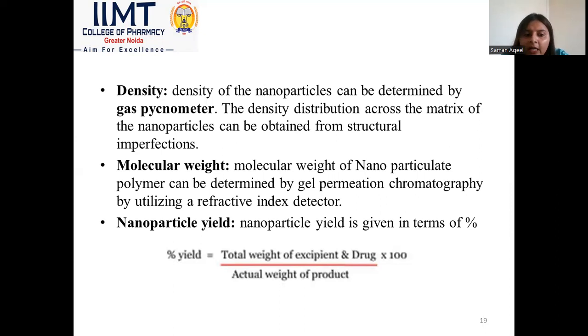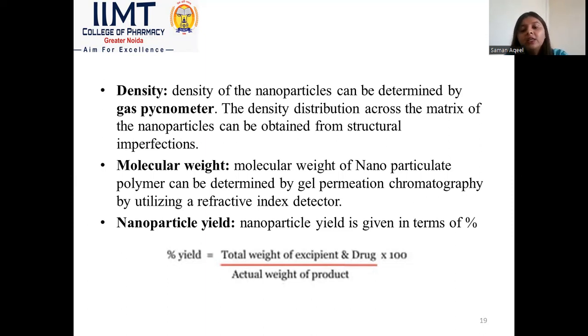Next one is the molecular weight. Molecular weight of nanoparticulate matter can be determined by gel permeation chromatography by utilizing a refractive index detector. If you want to identify the molecular weight of nanoparticles, nanoparticulate polymer, you can determine it with chromatography, that is gel permeation chromatography, by utilizing a refractive index detector.